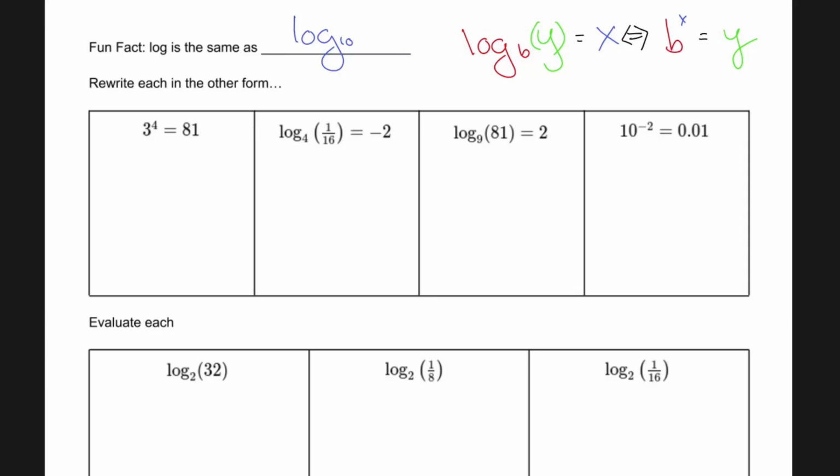All right, you ready? So let's do these first two by labeling things, and hopefully we can speed things up a little bit. Okay, I'm going to label you my b. I'm going to label you my x. And I'm going to label you my y. And I'm going to write that as log base b of y equals x. So this gets written as log base 3 of 81 equals 4.